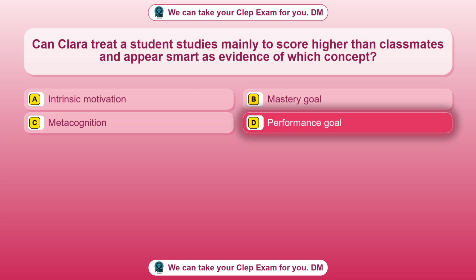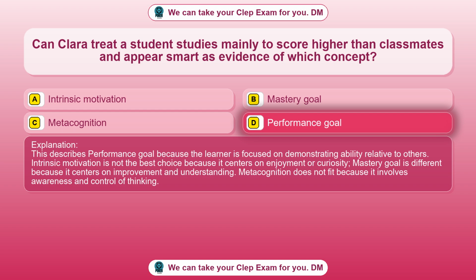Performance goal. This describes performance goal because the learner is focused on demonstrating ability relative to others. Intrinsic motivation is not the best choice because it centers on enjoyment or curiosity. Mastery goal is different because it centers on improvement and understanding. Metacognition does not fit because it involves awareness and control of thinking.